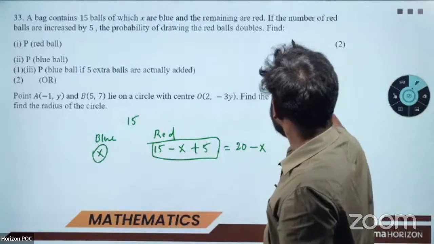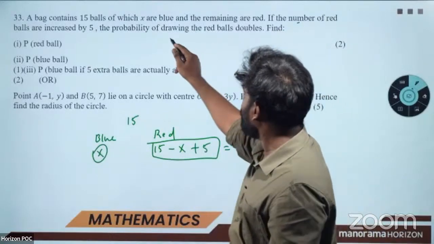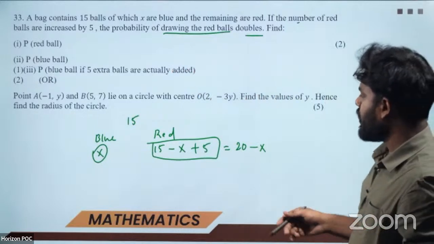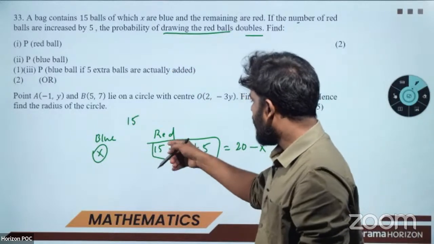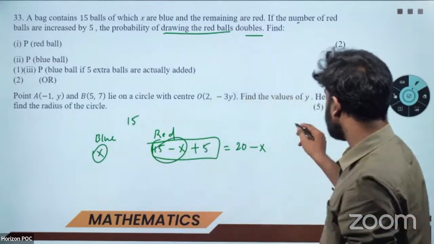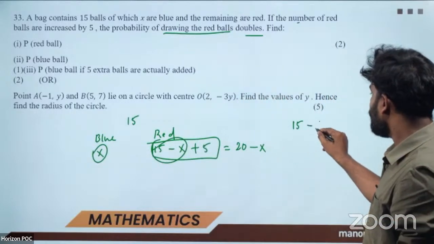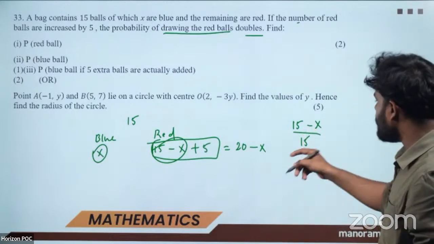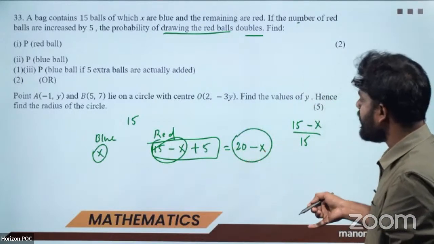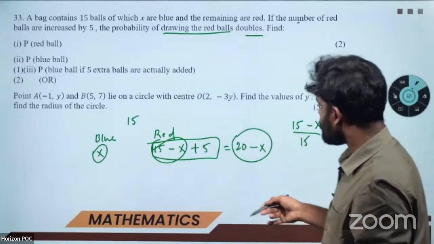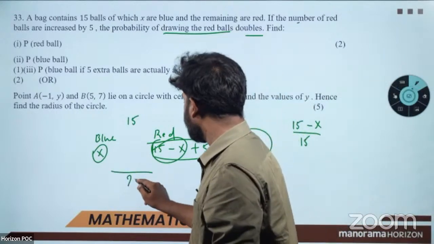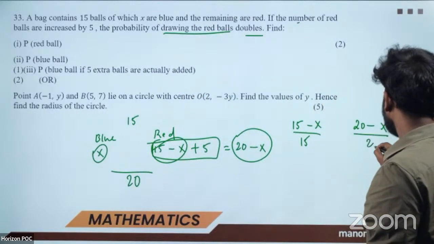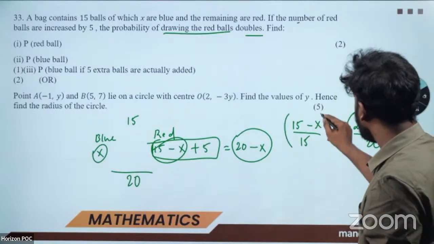They are also saying if the number of red balls is increased by 5, the probability of drawing a red ball doubles. In the first case, you have how many red balls? 15 minus X. What is the probability there? 15 minus X by 15. That is the probability of getting a red ball there. Now, what is the probability of getting a red ball? 20 minus X divided by the total balls, which is 20. So the probability now is 20 minus X by 20. This new probability is what?